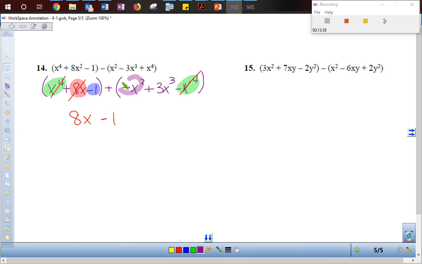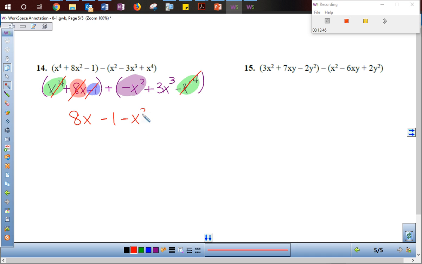Next, I have a negative x squared. Well, again, I don't see any other x squared, so I'm just going to bring it down. And then I see a 3x to the 3rd. Well, there's no other terms left, so again, I just have to bring that guy down for the ride, and I'm left with 8x minus 1 minus x squared plus 3x to the 3rd. Well, that's okay that I didn't have any terms really to combine except for the x to the 4ths, but what's not okay is this is not in standard form.